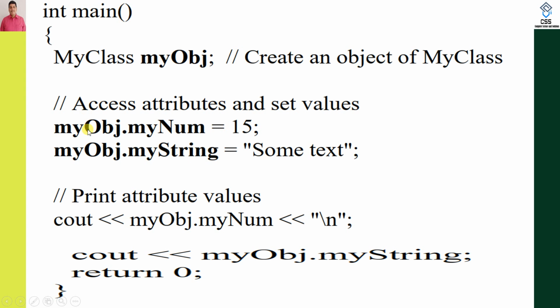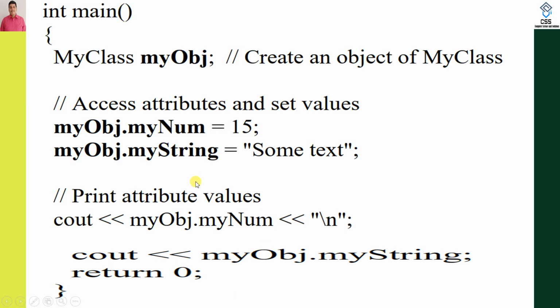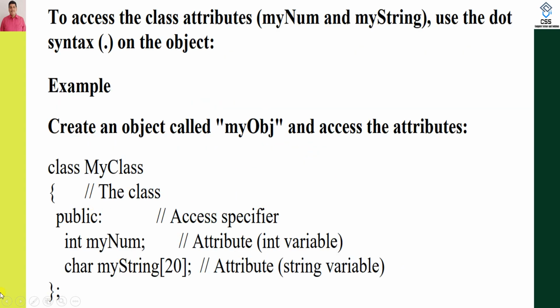How does the object interact with the class? Object dot member name, or object dot method name. Here myObj is the object name and myNum is the member. See, myNum is a member, myString is a member, and members interact with the class with the help of the object. myObj dot myString. In a similar way we store and access myObj.myNum and myObj.myString, and the output will be 15 and some text accordingly. Remember, as it is public, we can access it outside. If it is private, an error will be given because a private member cannot be accessed outside.